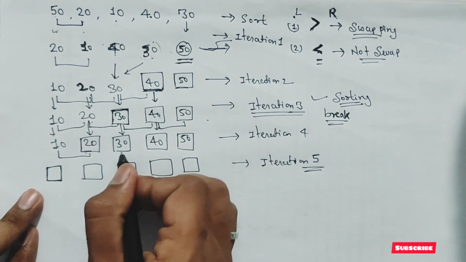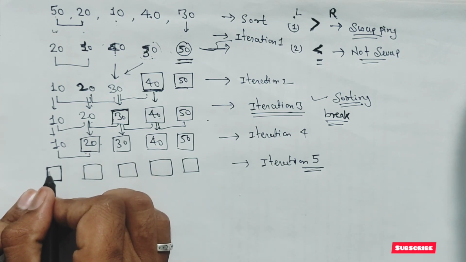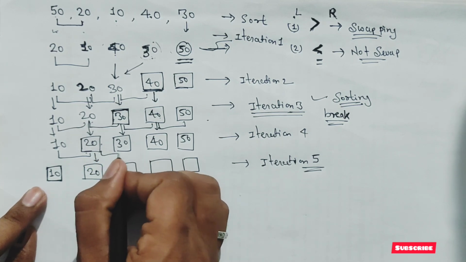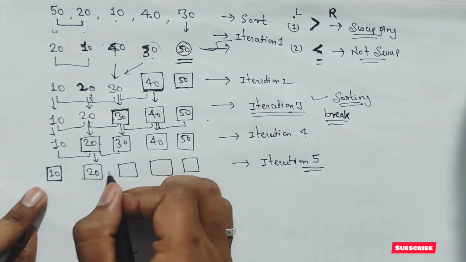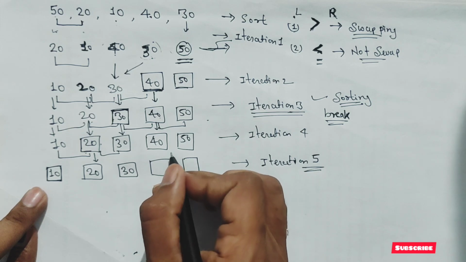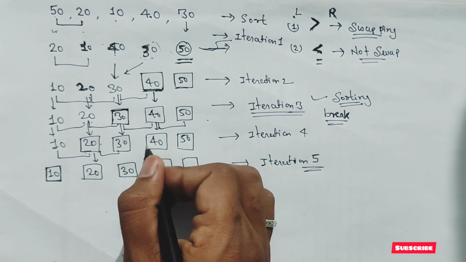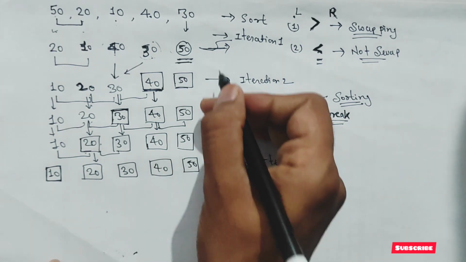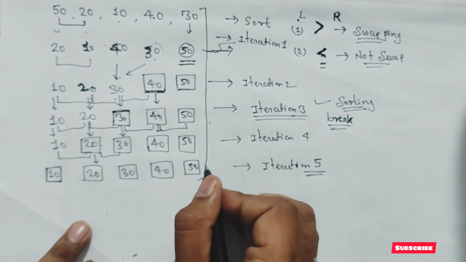Okay, in the last iteration, what will happen? Same: 10 and 20 are compared. 10 is less than 20, so 10 will come here, 20 will come here, and 20 and 30 will compare. Same thing, 20 is less than 30, so 20 comes here. 30 and 40 compare, 30 is less than 40, so no swapping. 40 and 50 compare, 40 is less, so no swapping. And in this way this will end. So this is the smallest list.